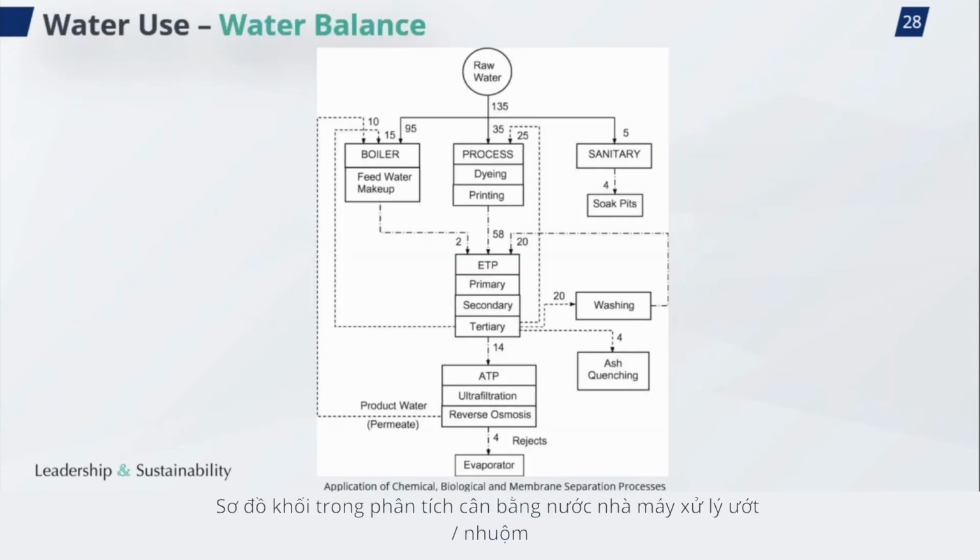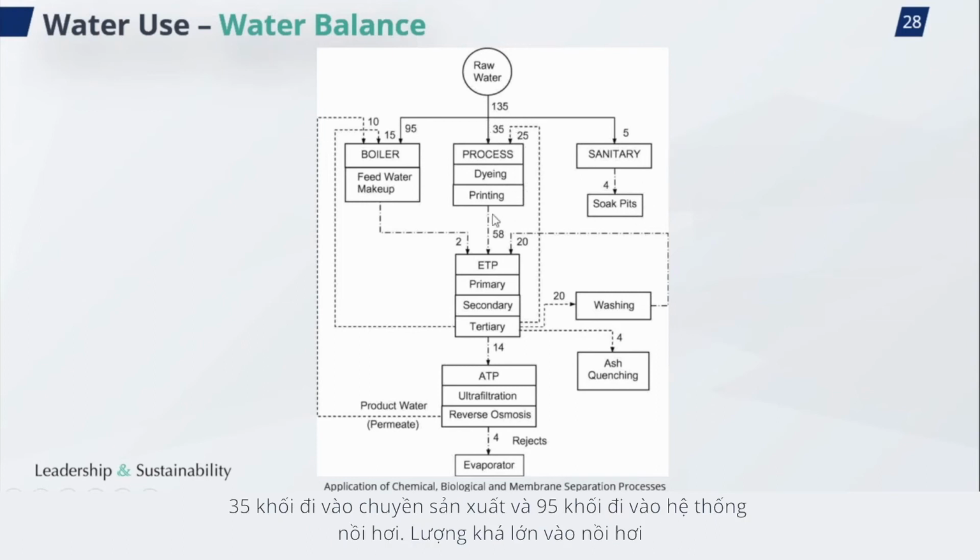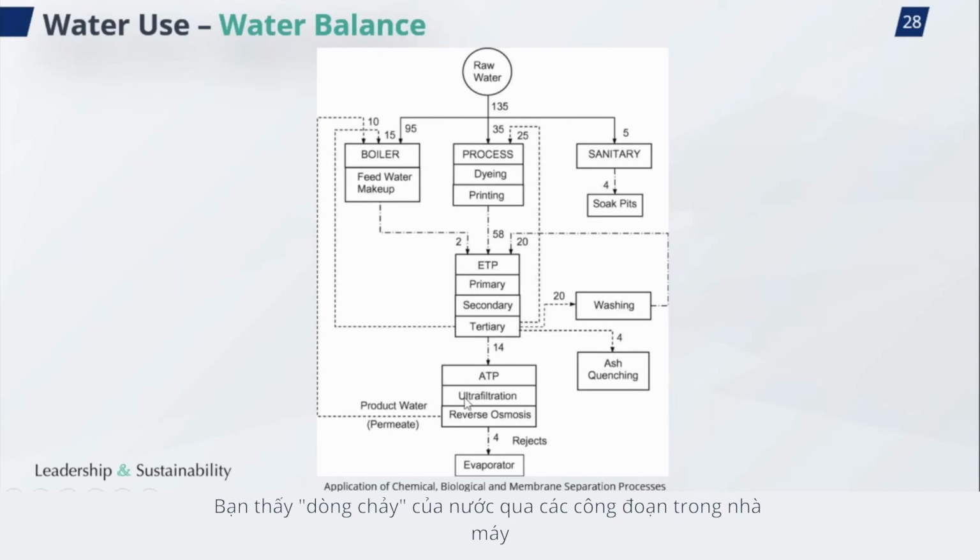Here you can see one from a wet process facility. And if we go from the top, you can see the raw water, the fresh water that is coming in, is here 135 cubic meters per day probably. And it is divided into 5 cubic meters that go into the sanitary area, and 35 that go into the actual manufacturing processes. And in this case, actually 95 goes to the boilers, quite a lot goes to the boiler. And then you can see how the water flows through the plant.